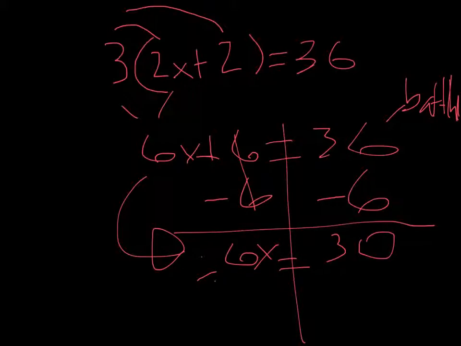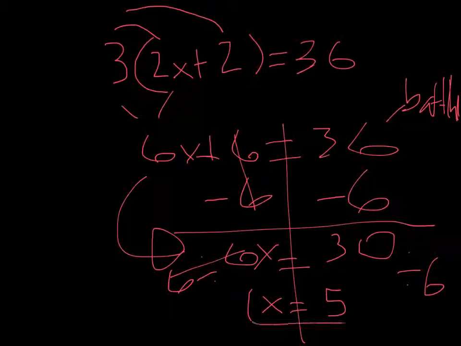Now, we divide 6 by 6 and 30 by 6. These two cancel each other out, and it becomes x. 30 divided by 6 is 5. And you get your answer.